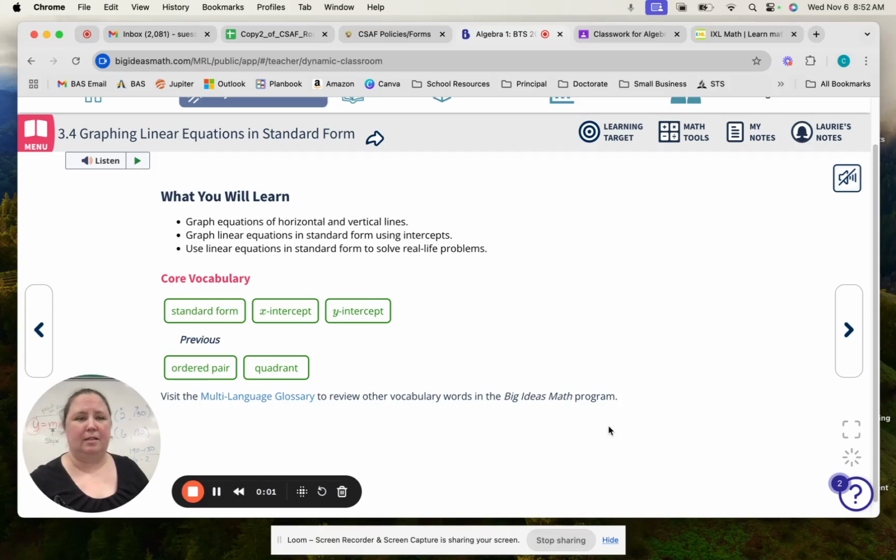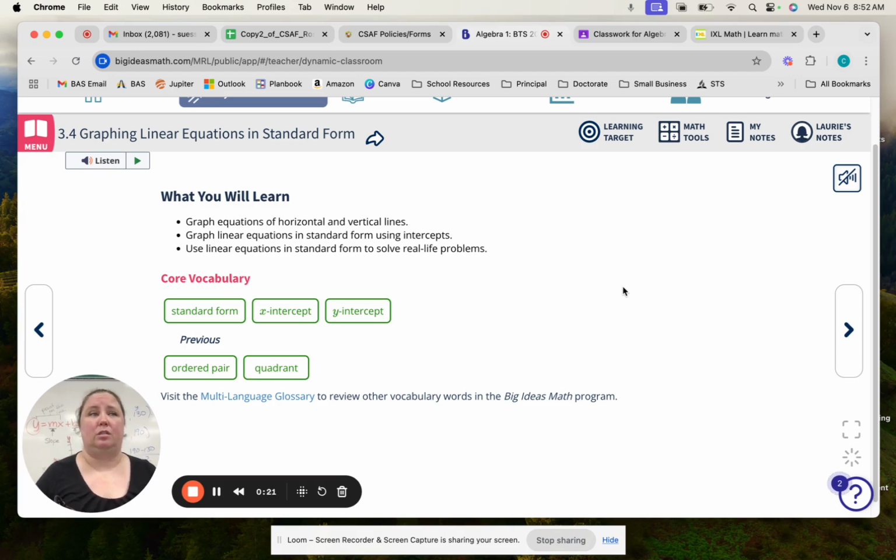All right, this is lesson 3.4, graphing linear equations in standard form. This is a form you guys do need to understand. You will see it again when you get to Algebra 2 in high school. So it's not a super difficult form. Think of it as regular form, standard form. Your vocab today: standard form, x-intercept, and y-intercept.